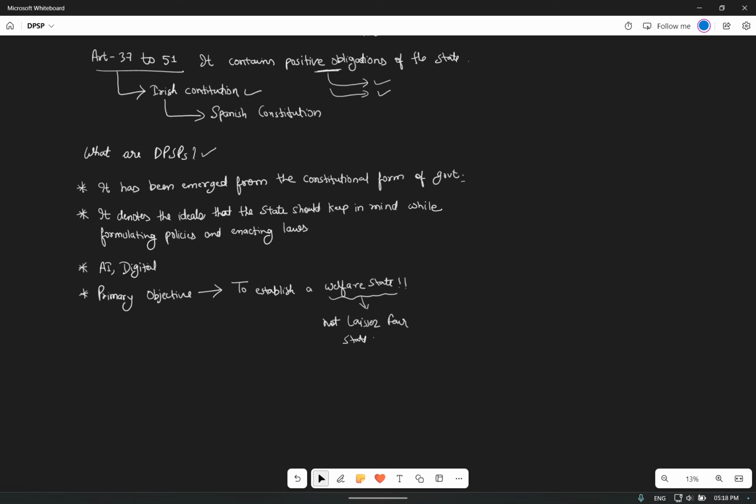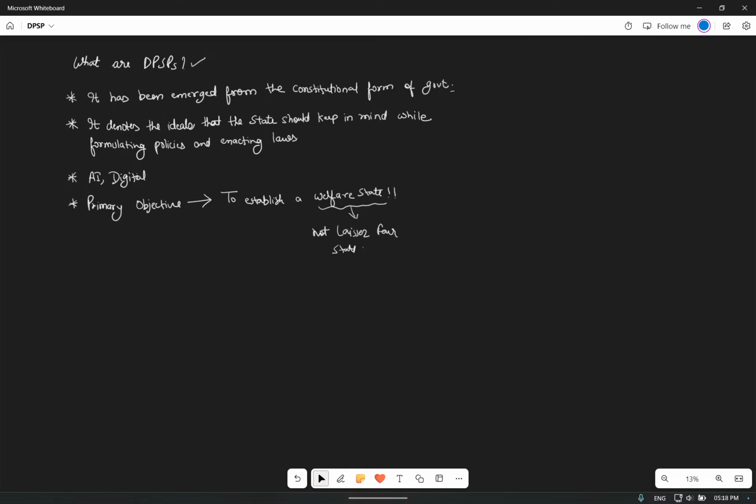And DPSPs have emerged from the constitutional form of government. It denotes that a state should keep in mind whatever things are mentioned in the DPSP whenever a law is enacted or policy is going to be formed. And the primary objective of this is to establish a welfare state, not a laissez-faire state. Laissez-faire state means the policies of allowing private business to develop without government control. So there should not be a private entity where nobody is going to control you, okay. That kind of thing should not be there.